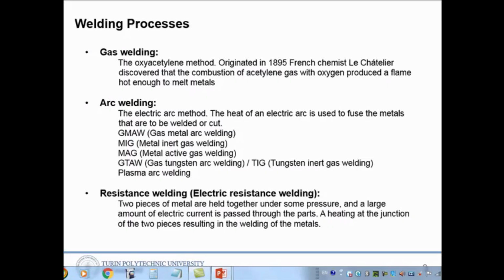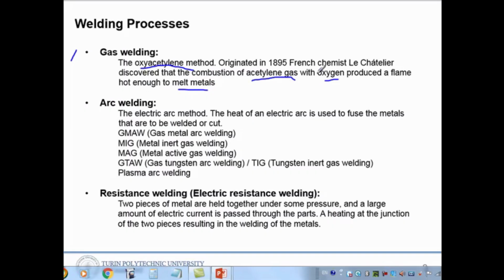There are types of welding. The first type is gas welding, where we use the oxyacetylene method. The oxyacetylene method originated in 1895 with the French chemist Le Chatelier. He discovered that the combustion of acetylene gas with oxygen can produce a flame for melting metal.